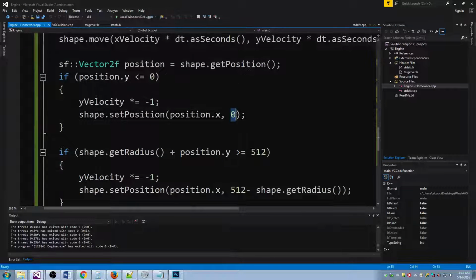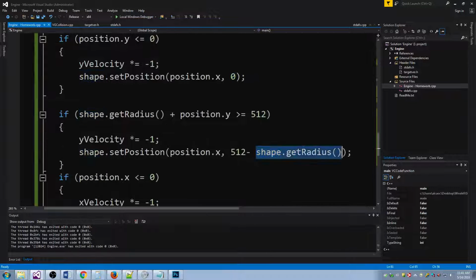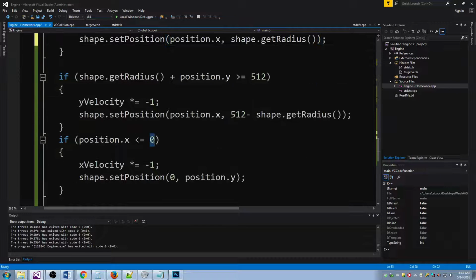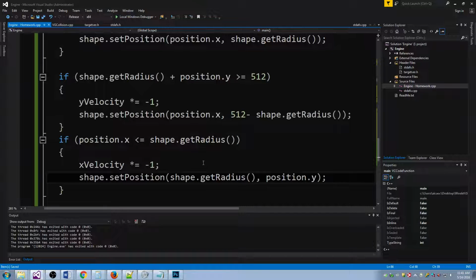So everywhere where we're doing this, we need to account for the radius. So when we're bouncing off the top, we have to account for the radius. When we're teleporting here, we have to account for the radius. Same thing here as well. All these things need to account for the radius.